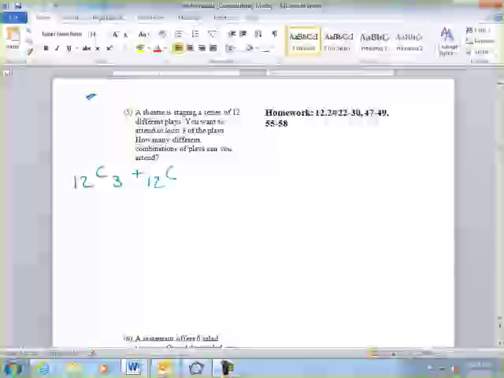Or, if it says at least 3, which way do I want to count? Up or down? Up. So I could do 4. I could do 5. I could do all the way on up to going to all 12. That seems like a lot of calculations to make. That'll work. There is a faster way where we won't have to make as many calculations.